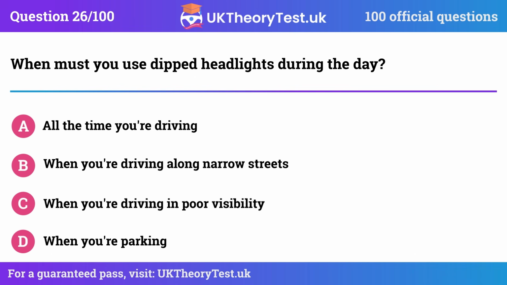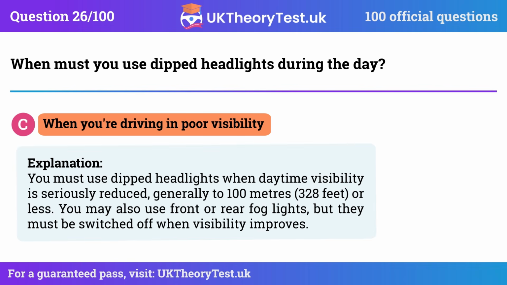The correct answer is C. When you're driving in poor visibility. Explanation: you must use dipped headlights when daytime visibility is seriously reduced, generally to 100 meters (328 feet) or less. You may also use front or rear fog lights, but they must be switched off when visibility improves.